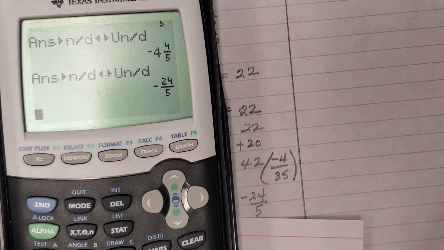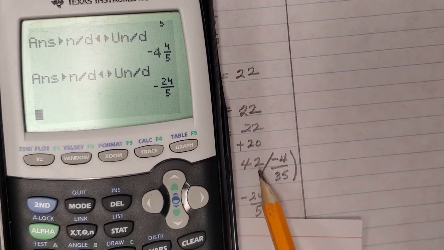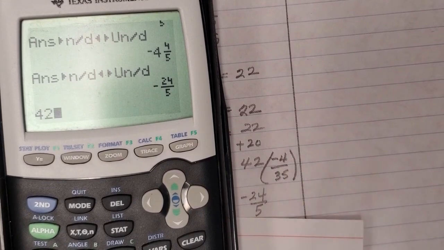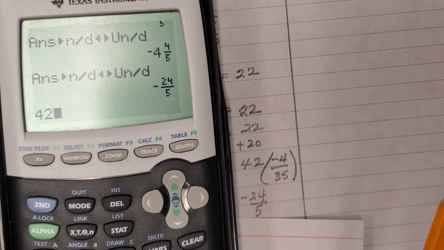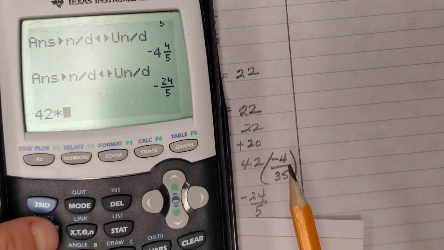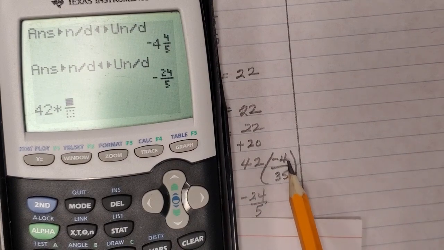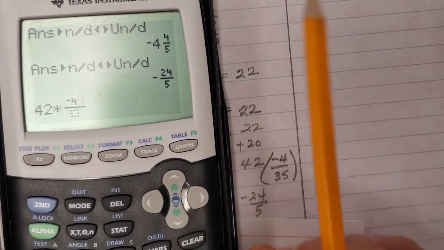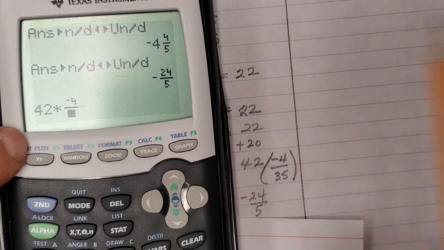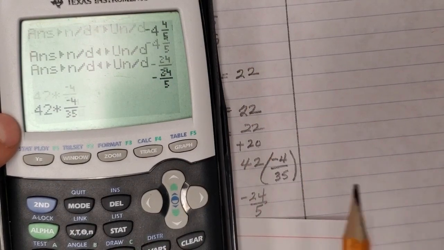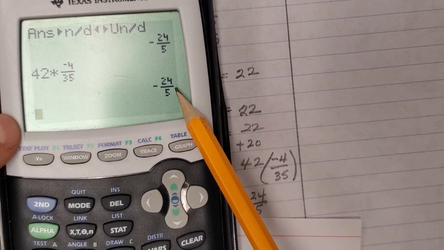I missed all of that. Okay, so let's put 42. Let's do it again. 42 times alpha F1, enter. Put negative 4. And then you got to arrow down to the denominator, 35. And then hit enter, and you get this.